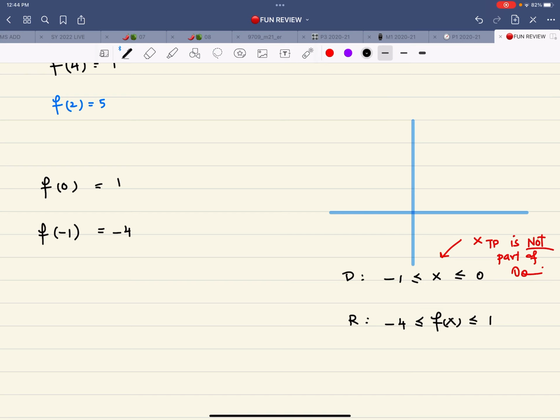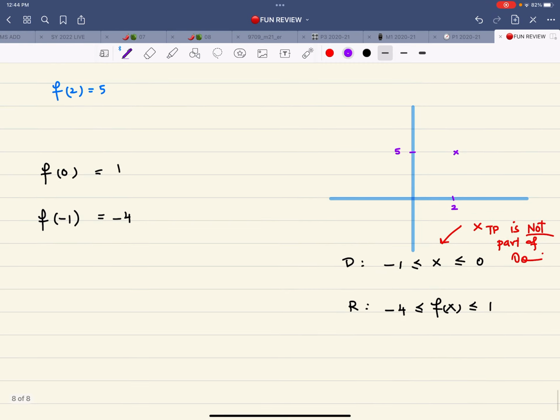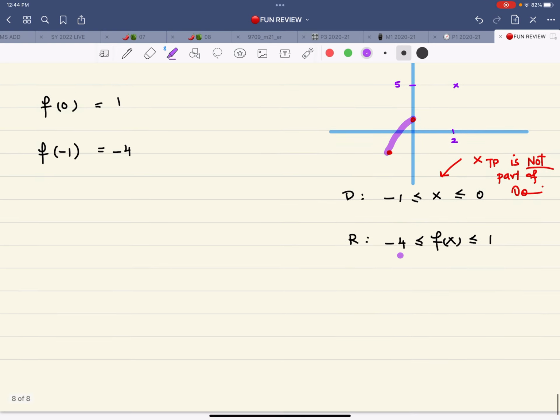And if you want to draw it, just for reference, just to get the diagram straight: 2 is giving me 5, but it's not part of the graph. And 0 is giving me 1, that is something like this. And minus 1 is giving me minus 4, something like this. So basically, this is the portion of the graph that is drawn. Actually, the whole graph would have been like this, but we are not interested in the whole graph, we are just interested in this part. So therefore, the range lies between such and such.